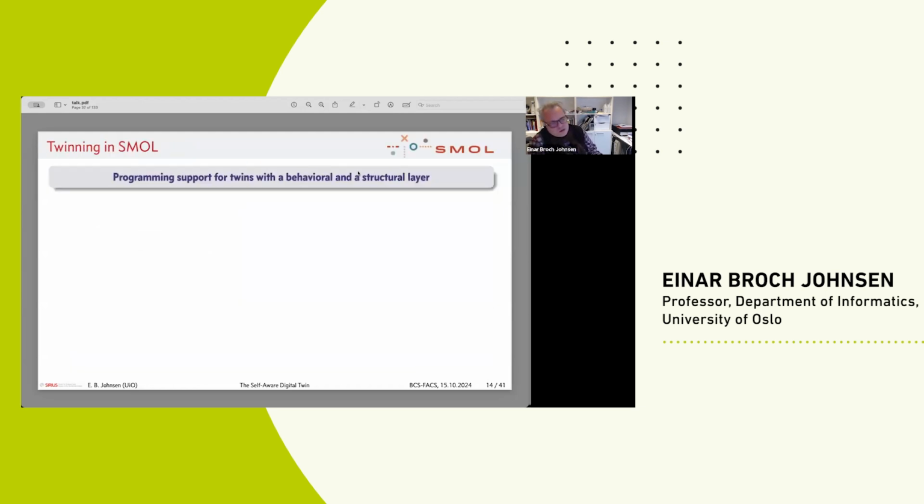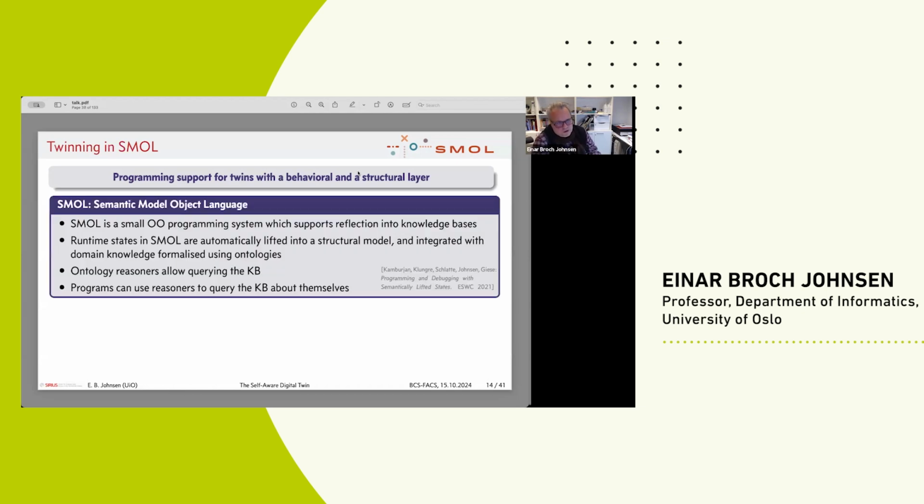So what we did was to address this problem by introducing a small formally defined programming language that we called Smol. And Smol is really a kind of application-specific or domain-specific language which is customized for programming twins, which has this structure of a behavioral and a structural layer. So what is Smol? It's a small object-oriented programming system that supports reflection into knowledge graphs.